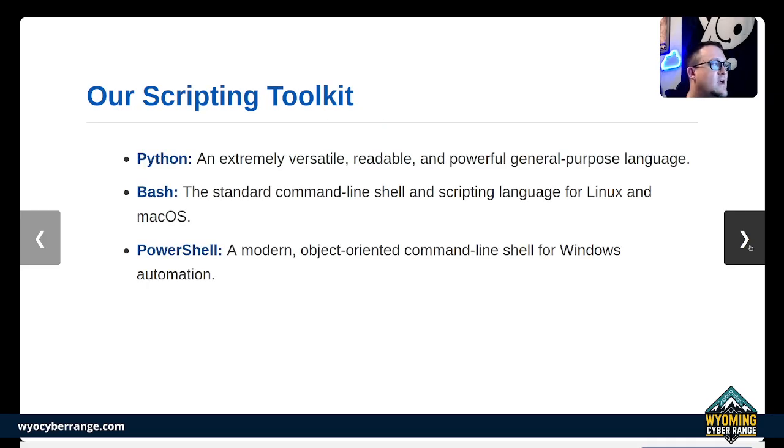All right, so our toolkit is going to be Python, Bash, and PowerShell. Now, Python is extremely versatile and is well known in the industry. We like to use this as a general purpose language. It's not only made for scripting, it can be used to program large applications, but it is also one of those languages that if you can learn how to use Python, you can learn to program in any language out there.